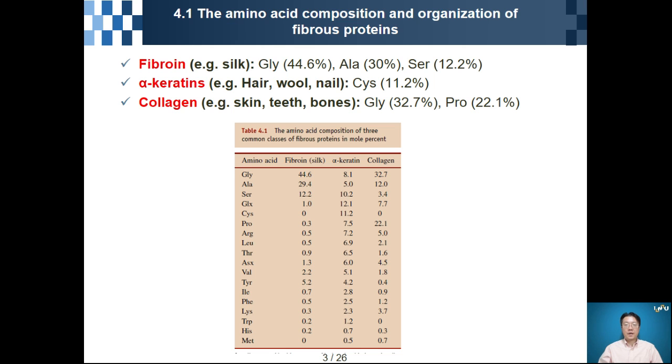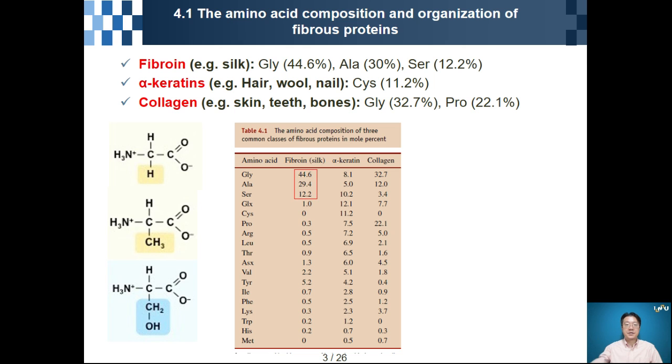Table 4.1 summarizes the amino acid composition of 3 common classes of fibrous protein in mole percent. Okay, let's start with fibroin. This is fibroin, and its components start from glycine, alanine, serine. But what is the very big difference in fibroin compared to alpha keratin and collagen? If you see here, there are glycine, alanine, and serine. The percentage is higher than other amino acid components.